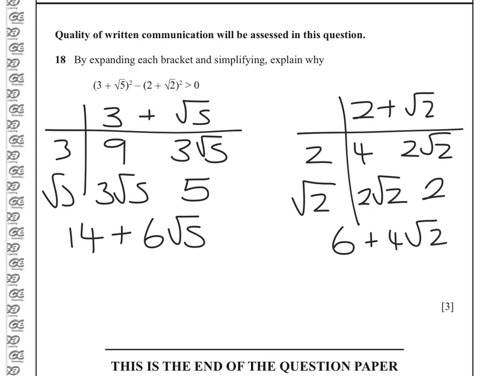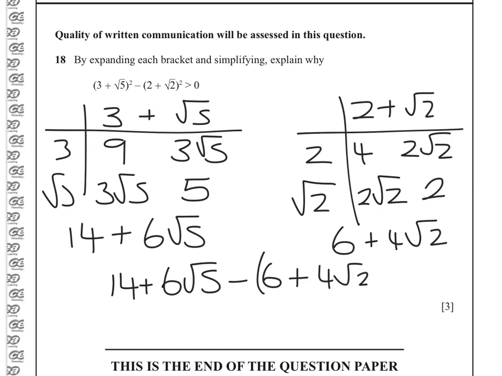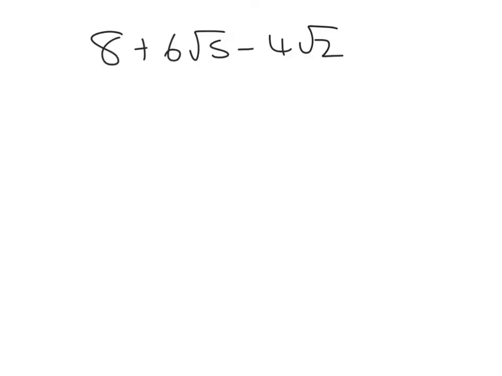So altogether I have 14 plus 6 root 5 minus 6 plus 4 root 2. 14 take away 6 is 8. I have 6 root 5, and I have to take away 4 root 2. I need to explain why this is greater than 0, and the 5 is greater than 2.